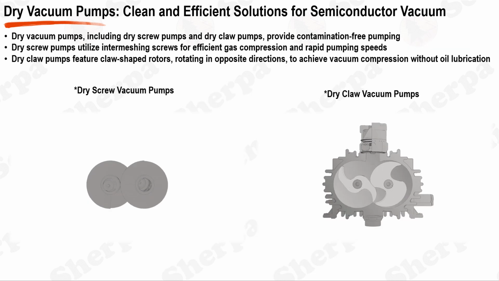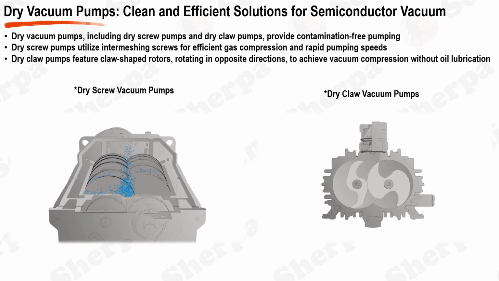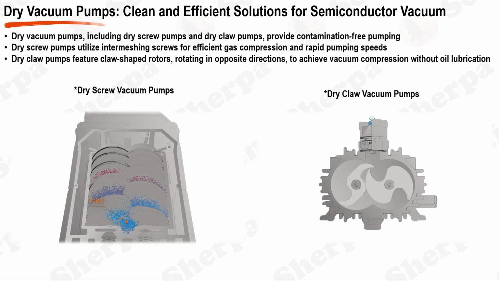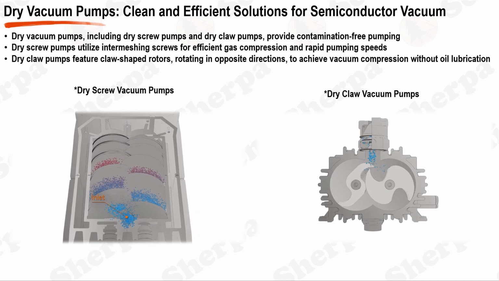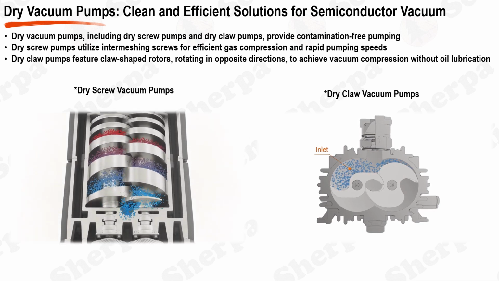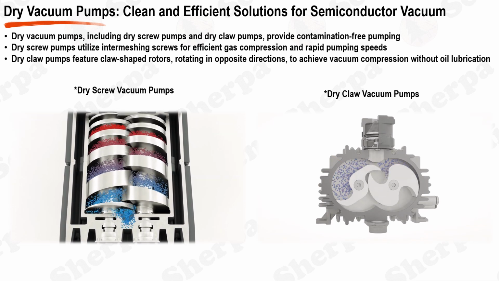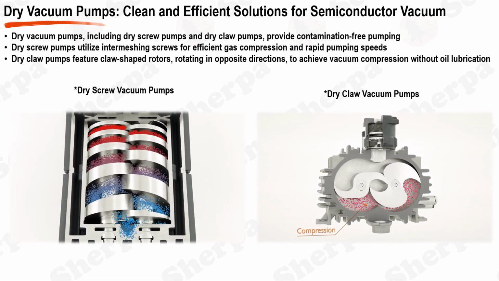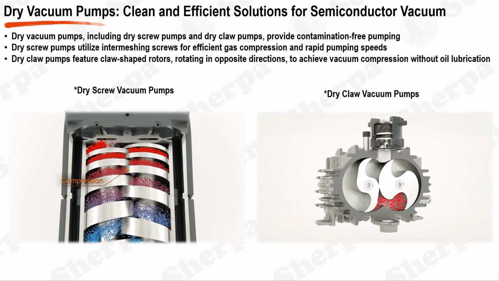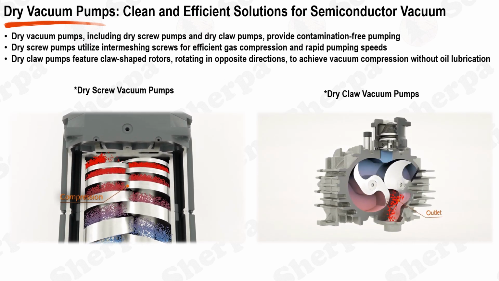In semiconductor vacuum processes, the selection of vacuum pumps is crucial to ensure clean and efficient operations. Dry vacuum pumps, including dry screw pumps and dry claw pumps, are used for roughing, offering significant advantages over traditional oil-sealed pumps. Dry vacuum pumps operate without the need for oil lubrication, making them ideal for maintaining a contamination-free environment. They employ advanced sealing mechanisms and innovative designs to achieve high pumping speeds and low ultimate pressures.